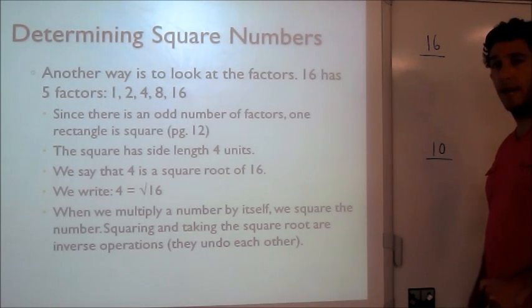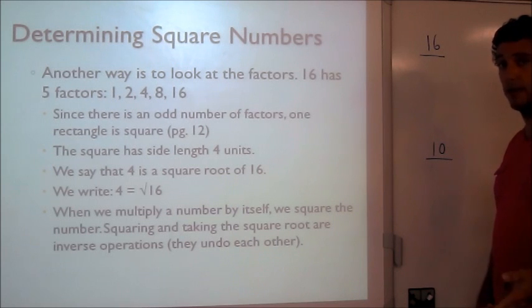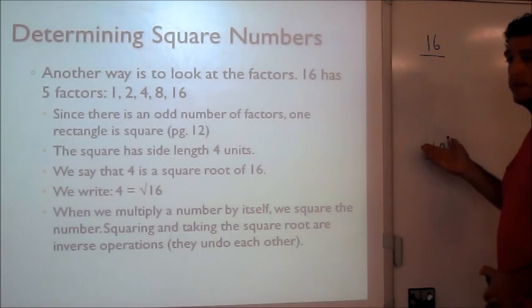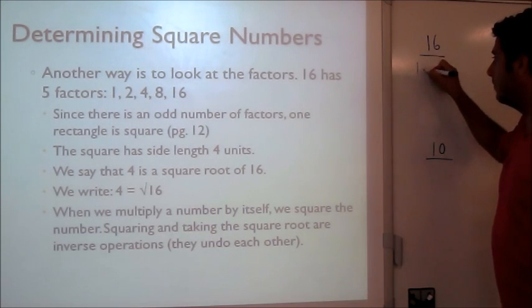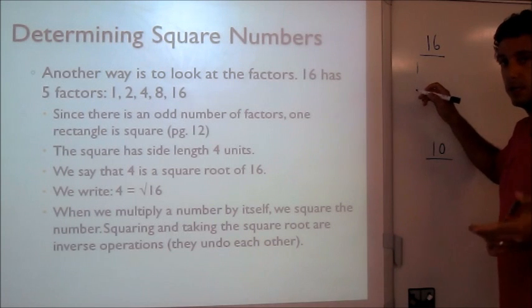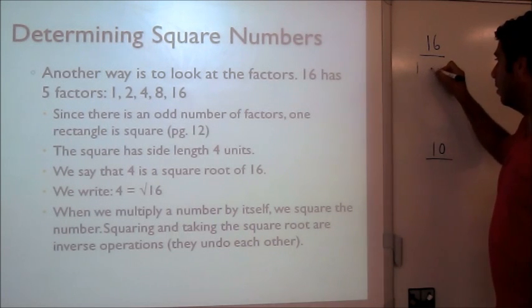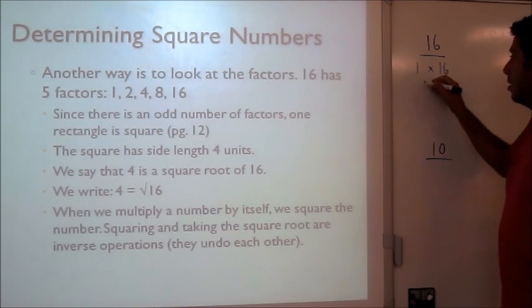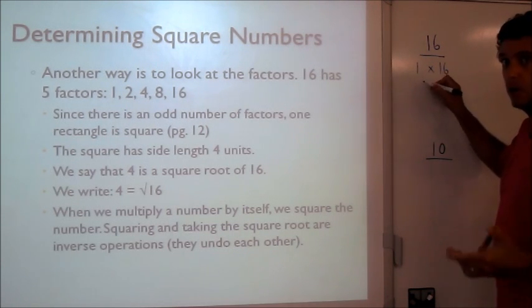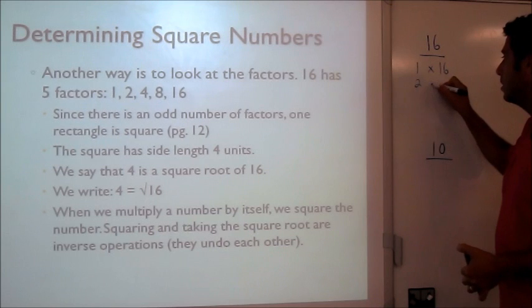16 has 5 factors. 1, 2, 4, 8, and 16. One way that you can find the factors of any number is to make a factor table. So you write the number you're trying to find the factors of, and you simply list the factors. I always like to start with the number 1. 1 times 16. Okay? 2 times 8. I know 2 times 8 will equal 16.